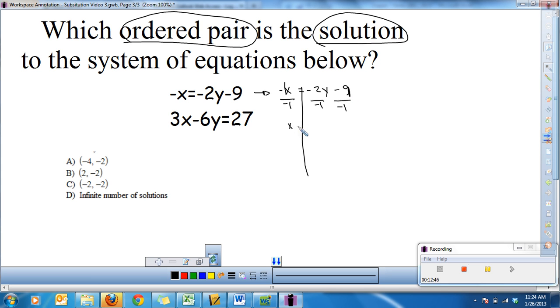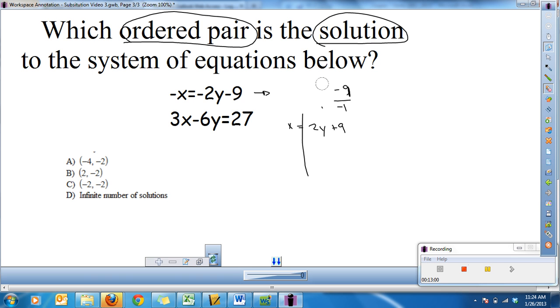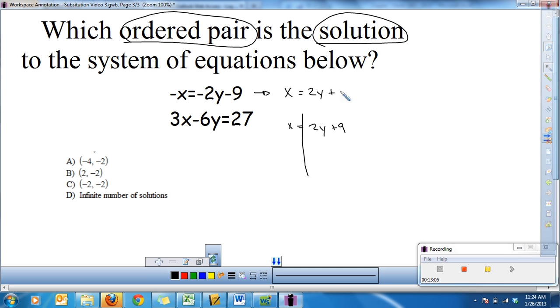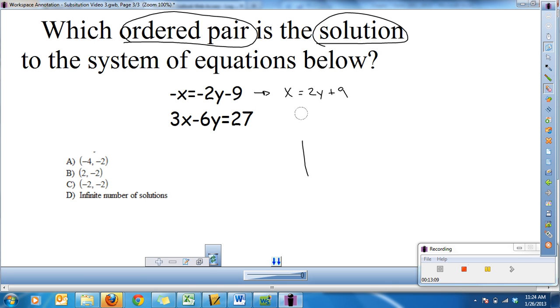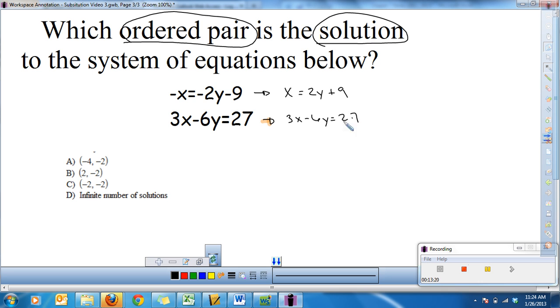So that's going to leave me with x equals -2 divided by -1 is a positive 2y, and -9 divided by -1 is a positive 9. So I'm going to go ahead and erase this work so that we can rewrite this equation, so copy this if you need it. The new equation that I have is going to be x equals 2y plus 9. And then I also have this equation that I'm leaving the same, which is 3x minus 6y equals 27. Let's go ahead and set up solving for y, solving for x, and checking our answer.